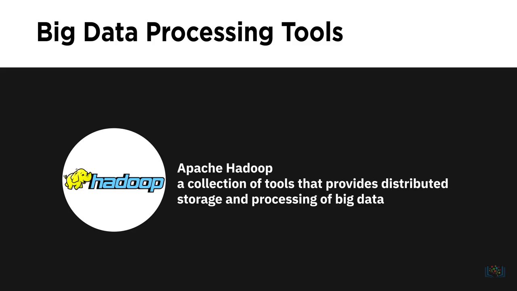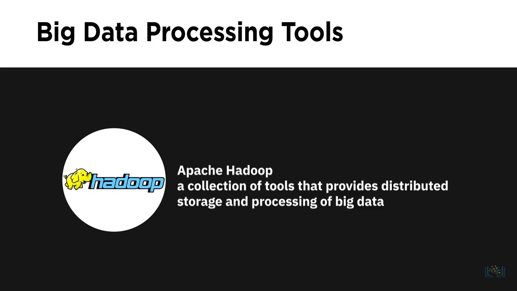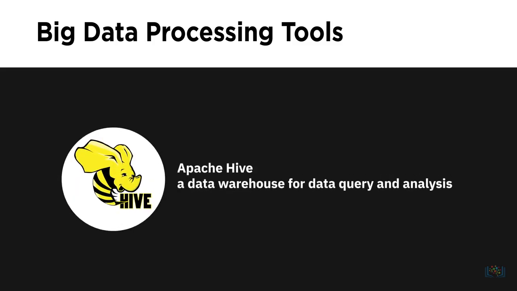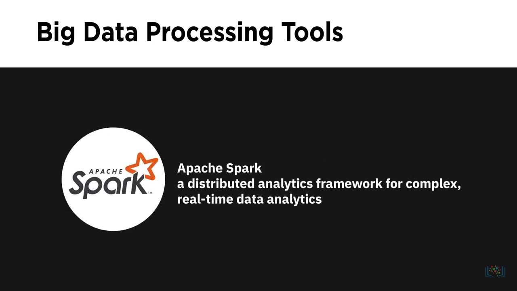Hadoop is a collection of tools that provides distributed storage and processing of big data. Hive is a data warehouse for data query and analysis built on top of Hadoop. Spark is a distributed data analytics framework designed to perform complex data analytics in real time.